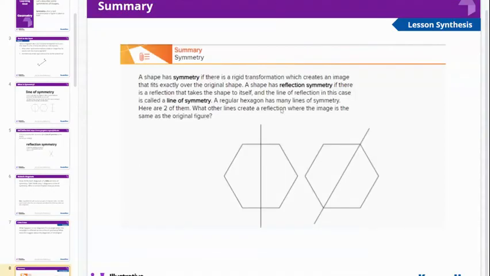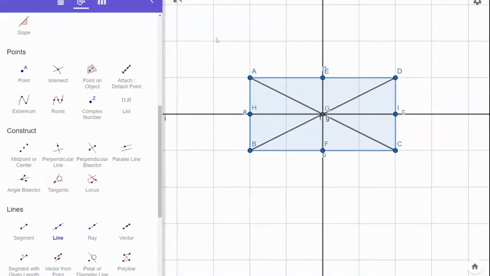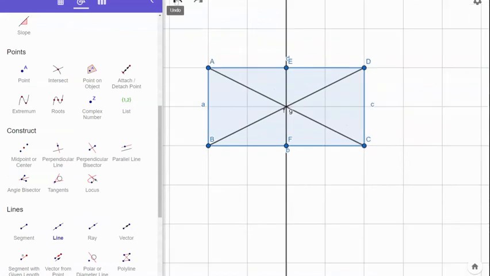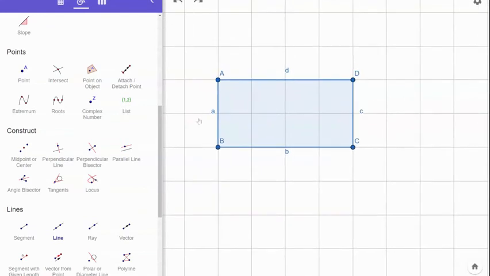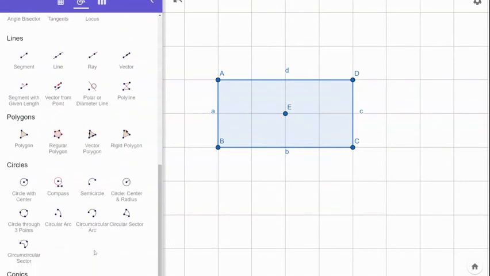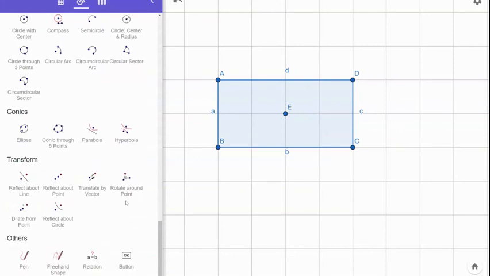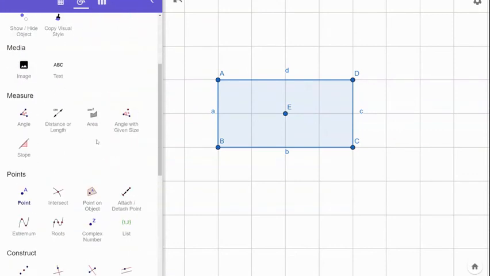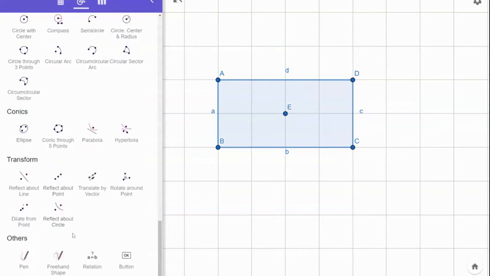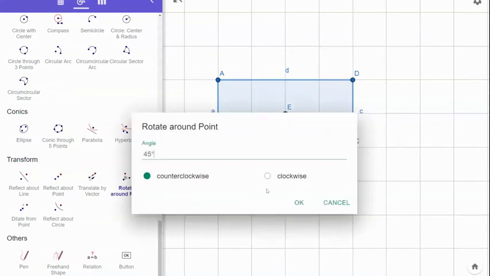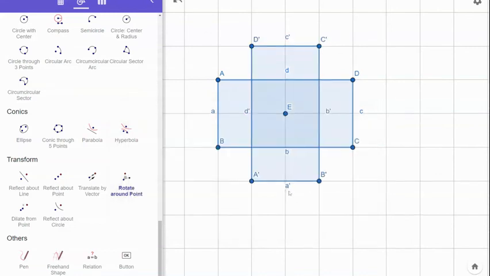All right, so in summary, symmetry. A shape has symmetry if there is a rigid transformation which creates an image that fits exactly over the original shape. So another great example is, let's say we have our rectangle, okay? Let me create a point in the middle, in the center of the rectangle. Now, I'm going to try a transformation. I'm going to try rotation, okay, for giggles. So let's do a rotation around this center point. So I want to pick this rectangle and I'm going to rotate it around E. What if I rotate it 90 degrees counterclockwise?